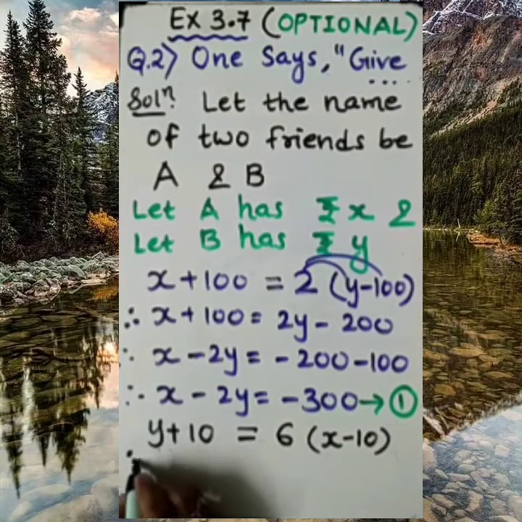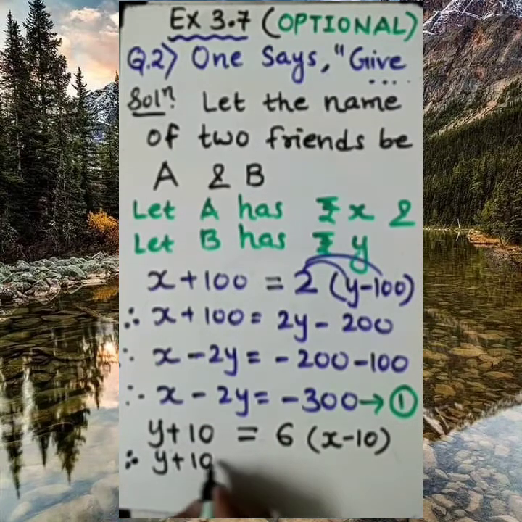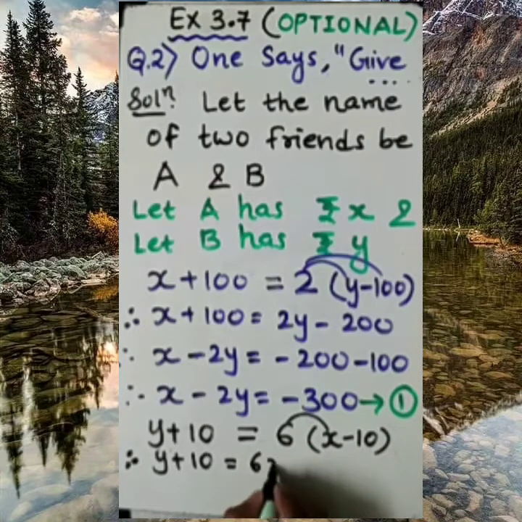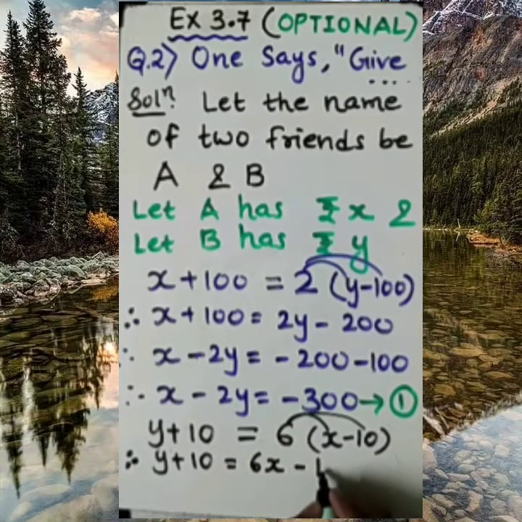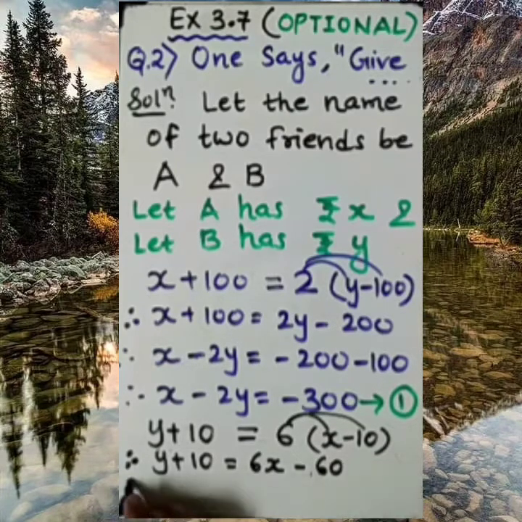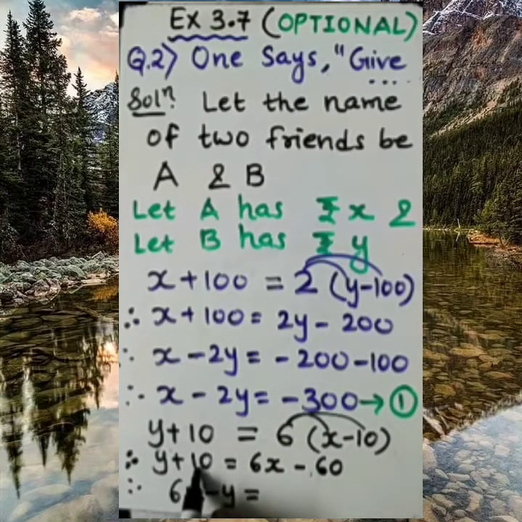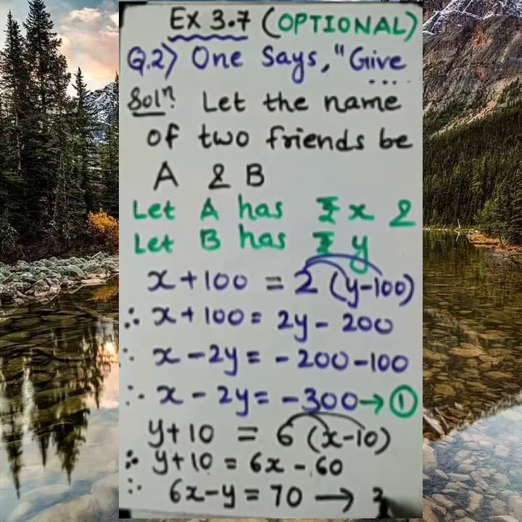So dear student, let's simplify, which is quite easy. Y plus 10 equal to 6 into x, 6x, minus 6 into 10, of course it is 60. So let's simplify. This time I am bringing y to the right side, so it becomes minus y, 6x is at the right side, and 10 is already this side, and minus 60 I am bringing to this side. So 10 plus 60, that is 70. Let's say this is equation number 2.